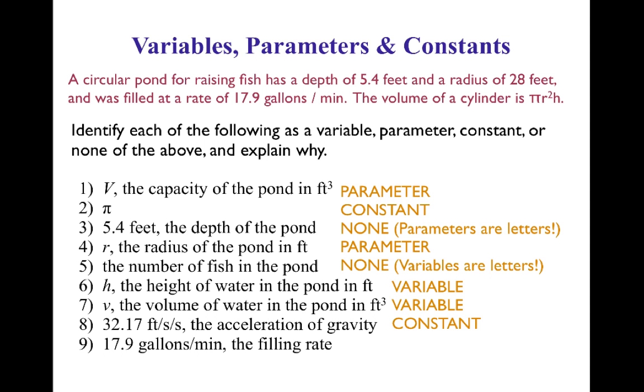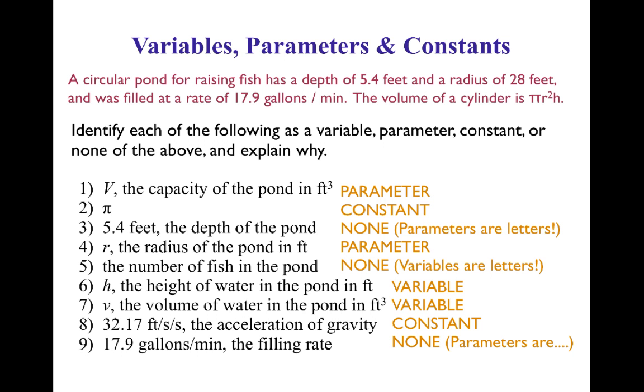Lots are saying none. What's it closest to? Variable or parameter? If we assigned a letter to it, say K. If we said K was the filling rate, would that be a parameter or a constant in this situation? Sorry, variable or parameter? Parameter. Okay. So I said was filled. You just take the wording at its word that it's staying at this constant rate of 17.9 gallons per minute.